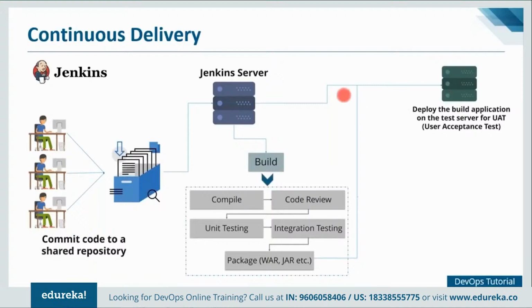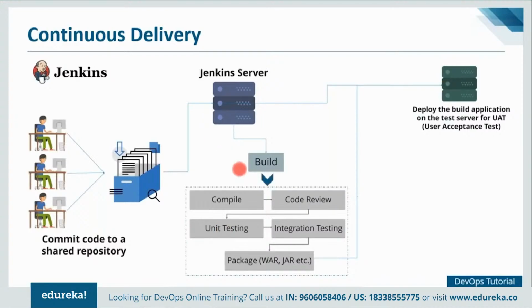Let us summarize continuous delivery again. The moment any developer makes a change in the source code, Jenkins will pull that code and prepare a build. Once the build is successful, Jenkins will take the built application and deploy it onto the test server for end user testing or user acceptance test. So this is basically what continuous delivery is. This happens in a continuous fashion.